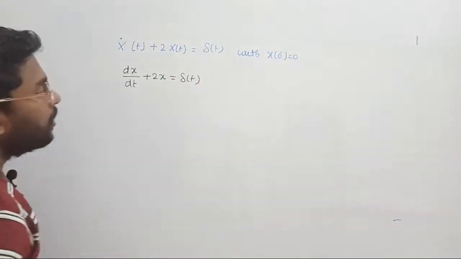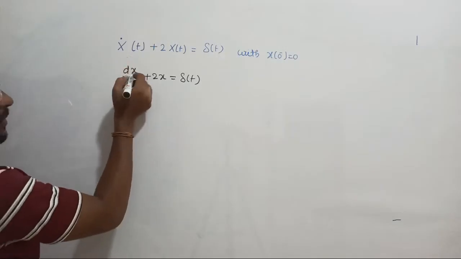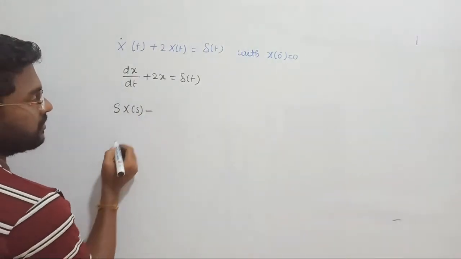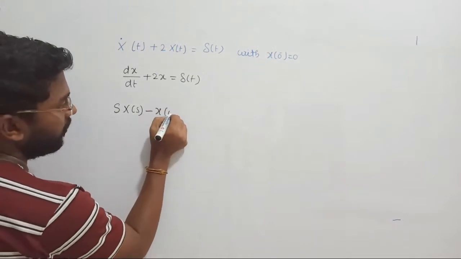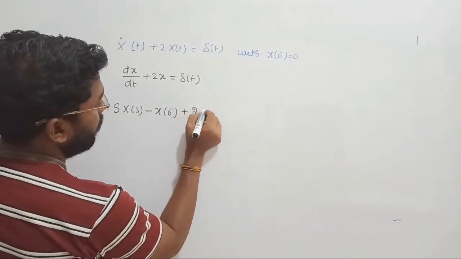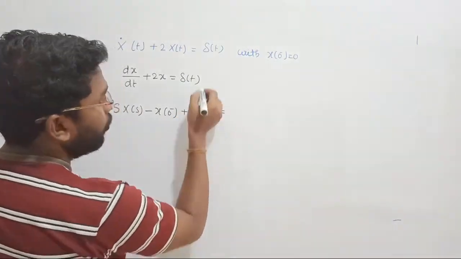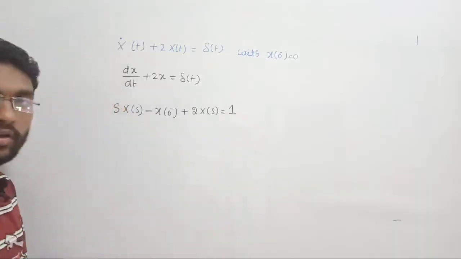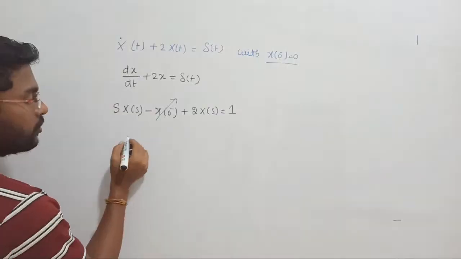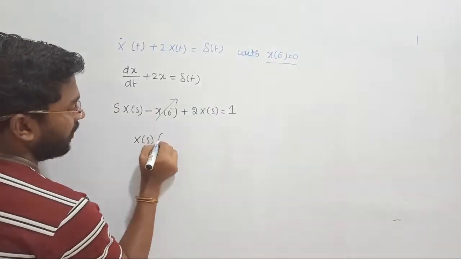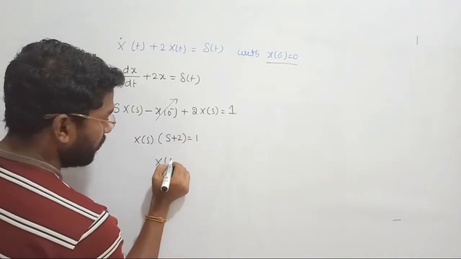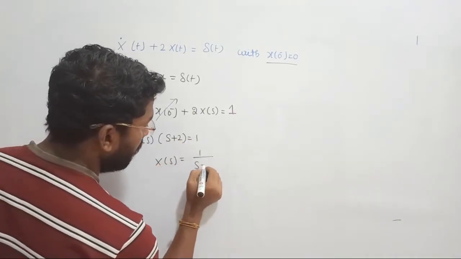That's all. Now if I apply Laplace to this function, it becomes s into X(s) minus x(0), that is the Laplace of dx by dt, plus 2 into X(s) equals the Laplace of delta(t), which is 1, we all know. Anyway, the initial condition is 0, they only told in the question. So let me write X(s) directly: (s plus 2) X(s) equals 1, such that the solution for this function is X(s) equals 1 upon (s plus 2).